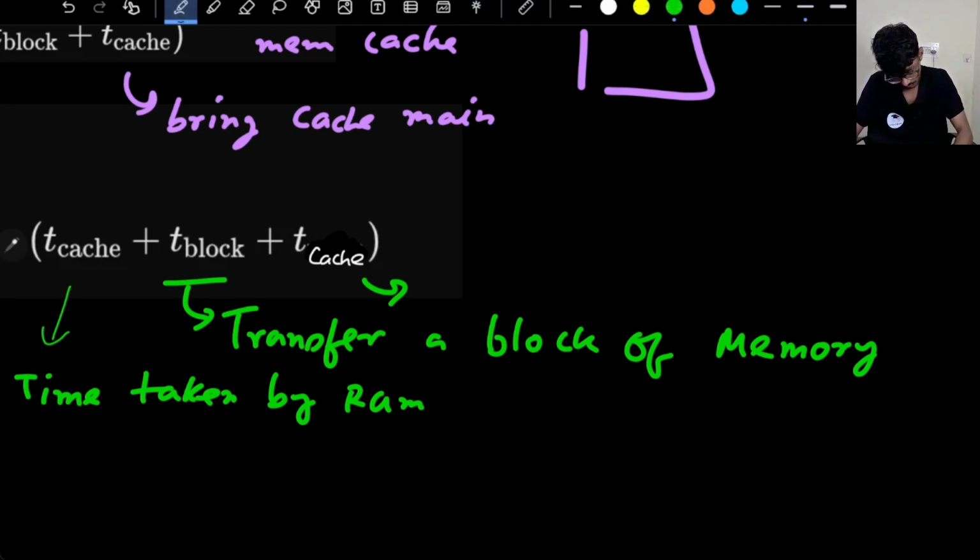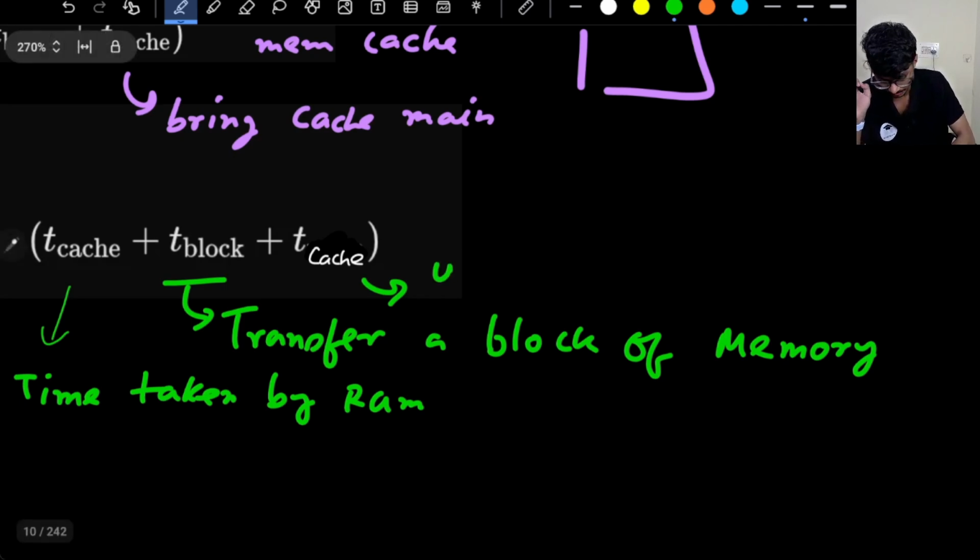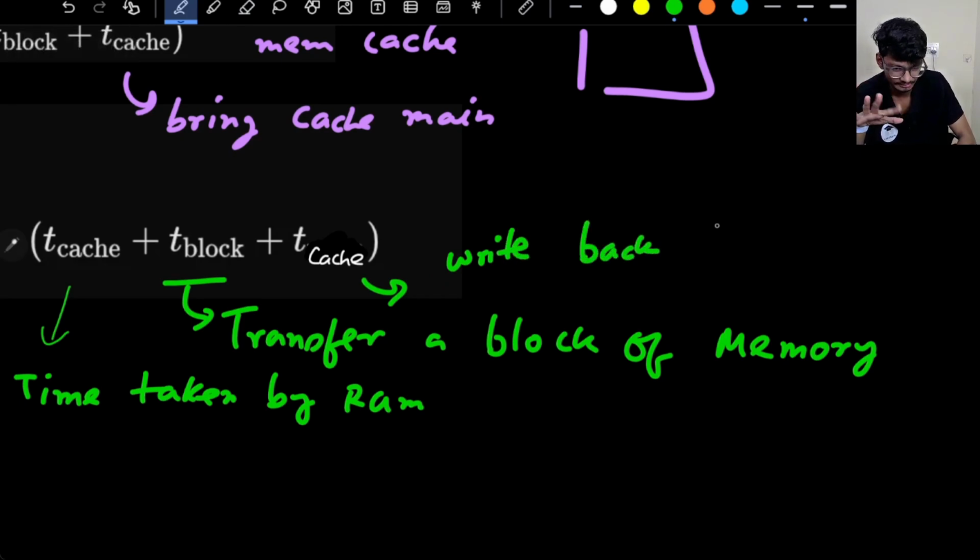Now, next, I have to write it back to the cache, right? To write back to the cache, it will take me another T cache time. So this is the write back to cache memory. Roughly, writing to the cache and reading from the cache are similar, so that's why these are the same. Write back to cache.